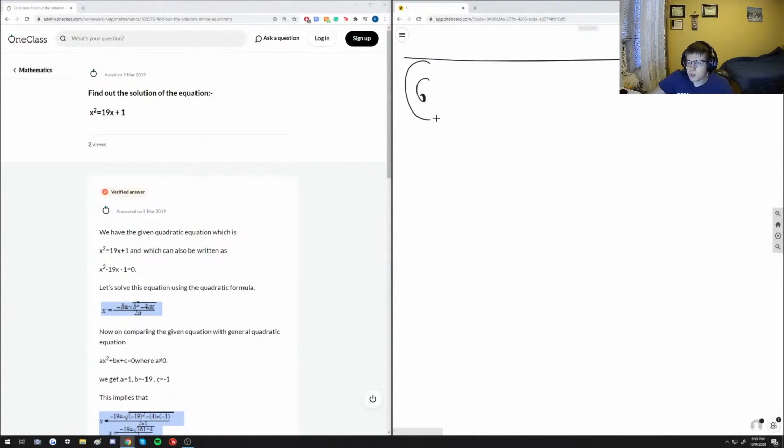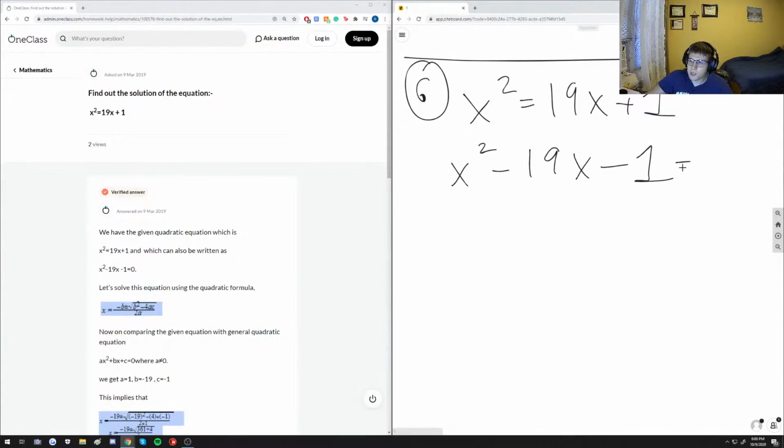So, number 6, we have to find the solution of the equation x squared is equal to 19x plus 1. And how we find this solution is, first we want to set it equal to 0, because that's the same thing as solving for the roots of a quadratic equation. So we're going to subtract this 19x and this 1 on the other side, so x squared minus 19x minus 1 is equal to 0.